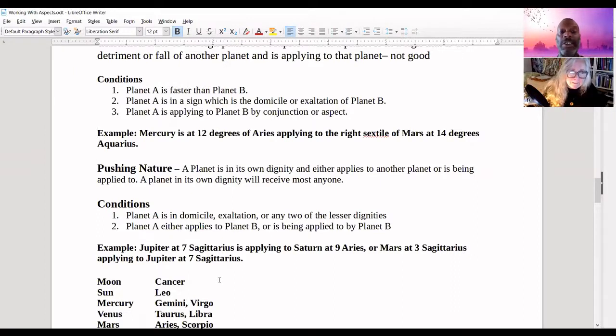And the same thing with Saturn. Saturn in Aries is kind of screwed there because it's in fall. But Jupiter trining would kind of help. It would be kind of a helpful thing. It would be a benefic trine.